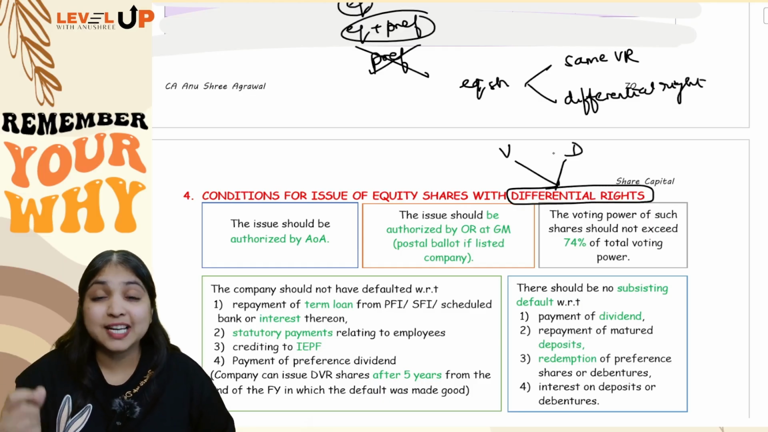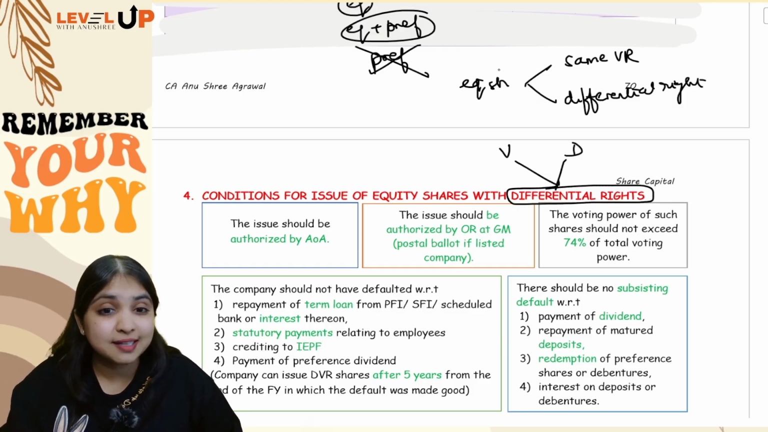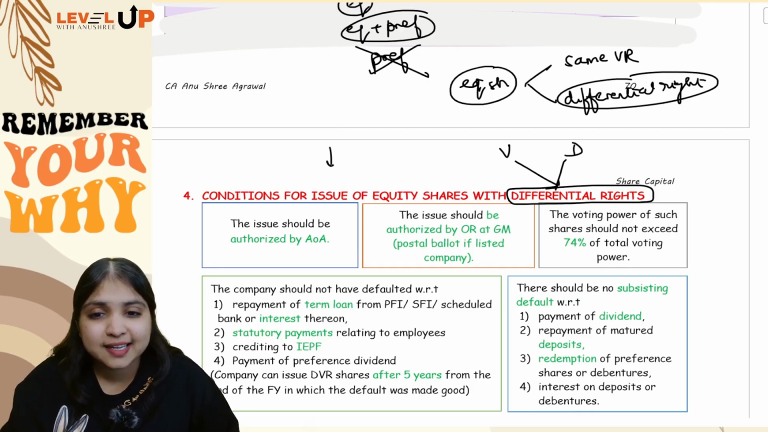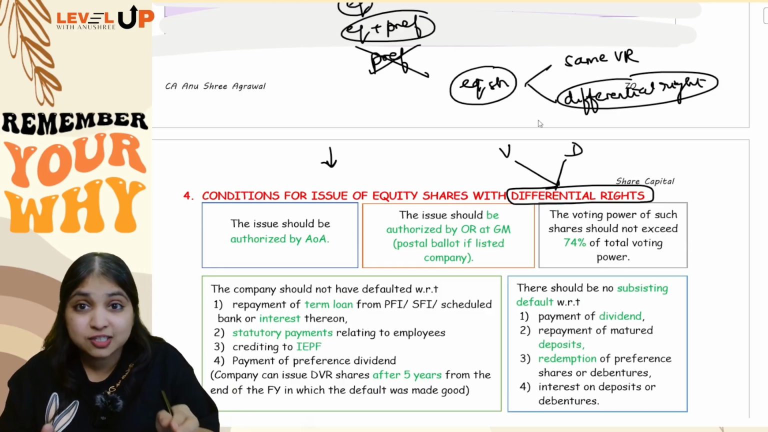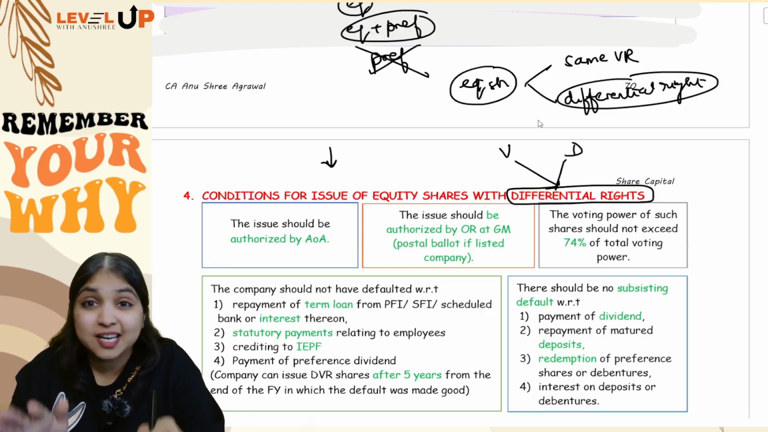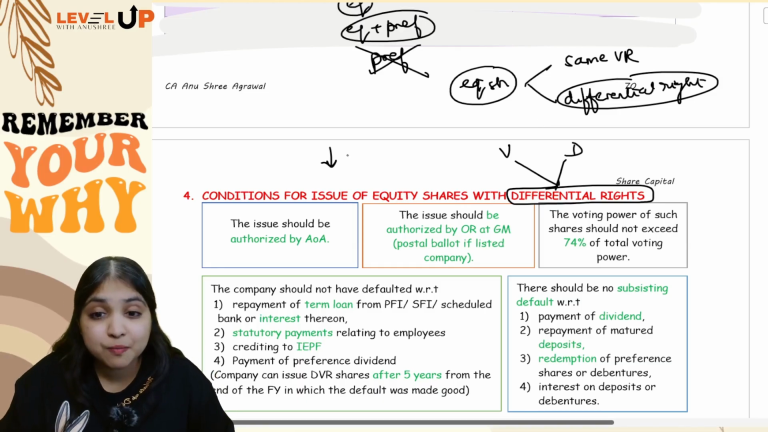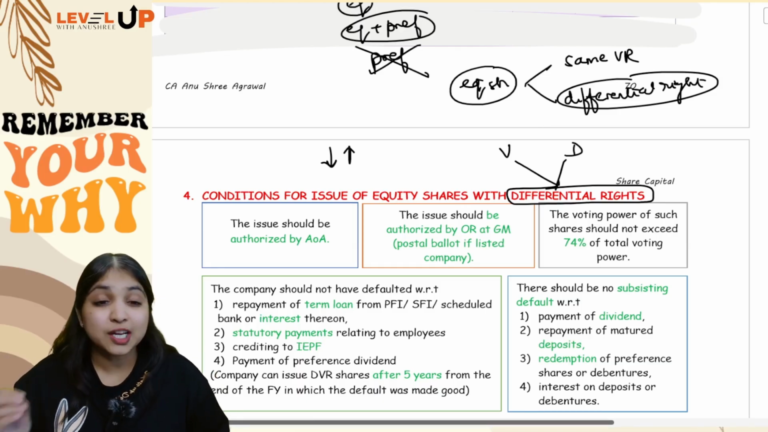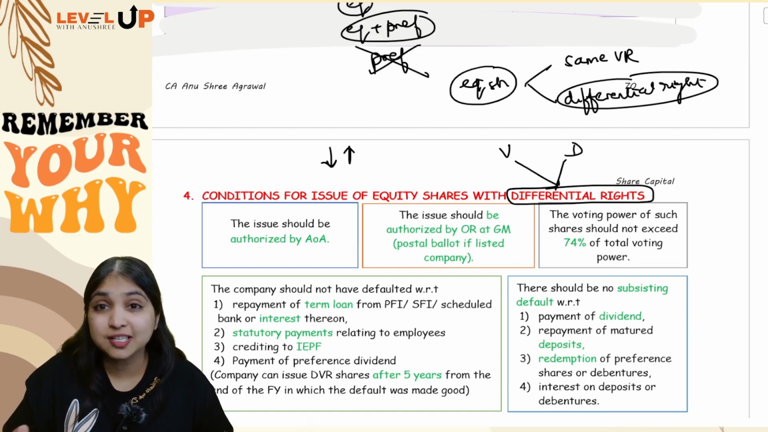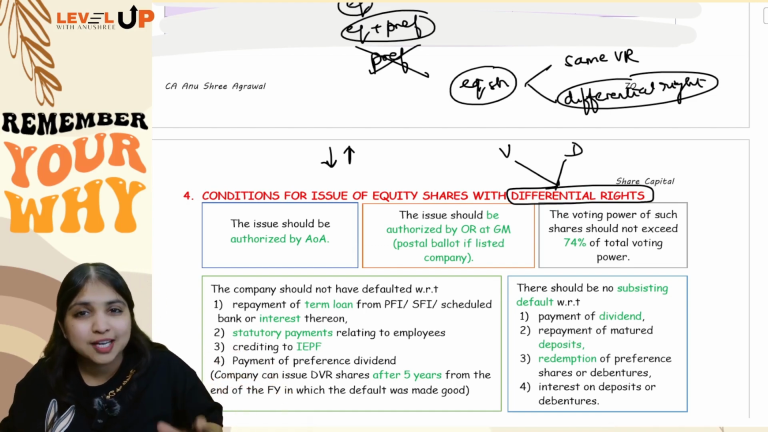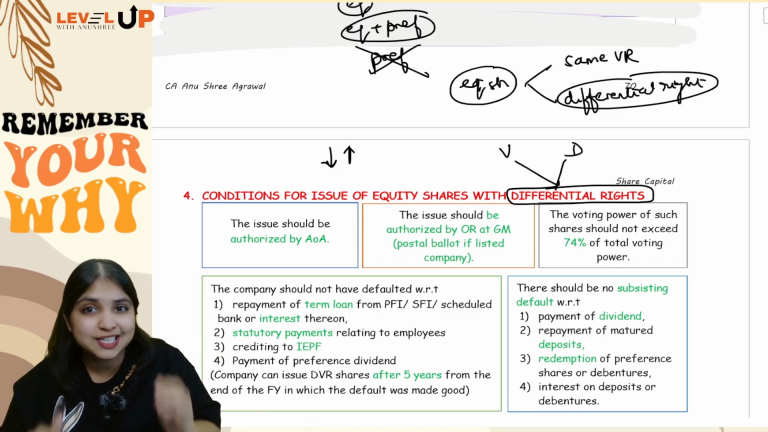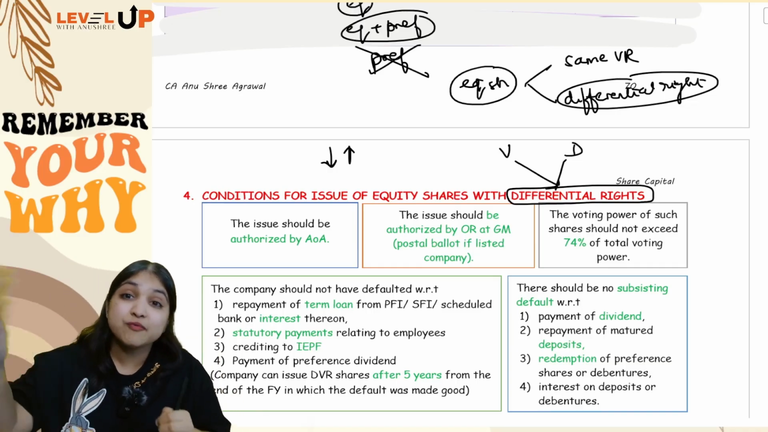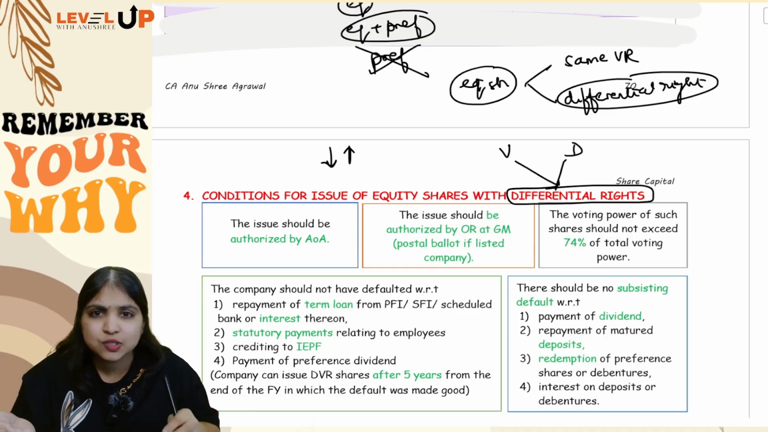Now there is one misunderstanding which students generally have over here. Students think that equity shares with differential rights means they are getting less voting right. It is not necessary guys. Equity shares with differential rights means that these shareholders, their voting rights and their dividend rights are different. Now different can mean more also, different can mean less also. The voting right and the dividend right is different. Can be less also, can be more also. It is not necessary that equity shares with differential rights will always have less voting right only. They can have more voting right also, because different means less also, more also.